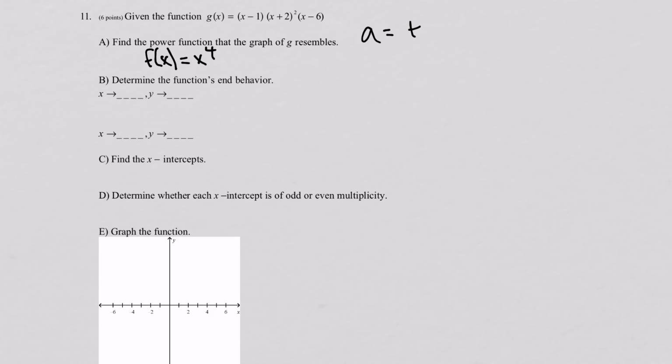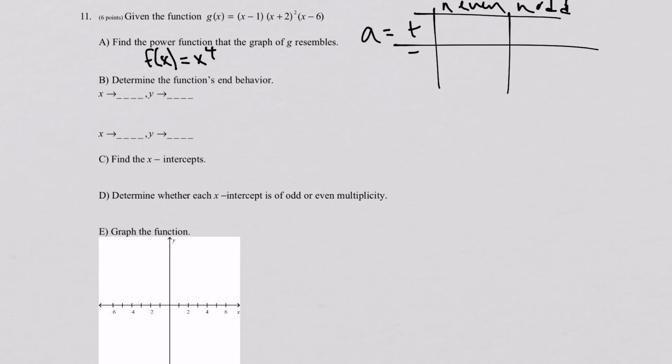Positive and even. Look at your table or memorize. You should have already memorized the table. Actually, let me draw it right here just to remind you guys. Positive and even means up and up. Positive and odd means down and up. Negative and even means down and down. Negative and odd means up and down. So in this one, we have positive A and even N. Positive, even is up and up. The end behavior is up and up.